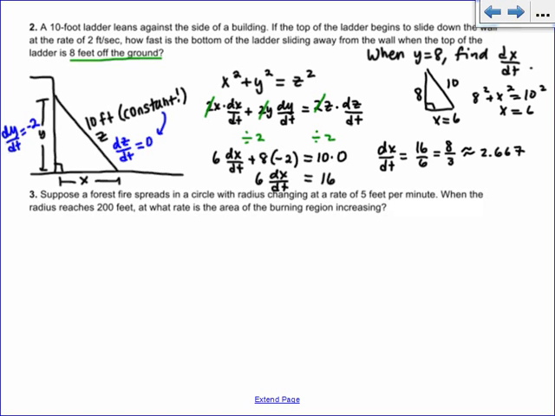Okay, and then what are our units? Because you're losing 2 feet every second in the vertical direction. All right, so what are our units? What was x in terms of? Feet. What was time in terms of? Seconds, right. So it's 2.667 feet per second.